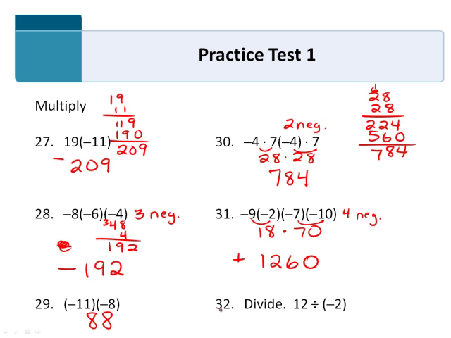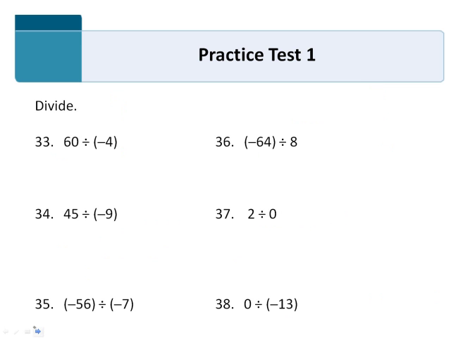All right, 32, we're getting into our division problems. So same rules just like we had for multiplication. If the signs are the same, positive. If the signs are different, it's a negative. So 12 divided by negative 2, the signs are different. It's going to give me negative 6. All right, and number 33, we have 60 divided by negative 4, so signs are different. It's going to be a negative, and that goes into that 15 times.